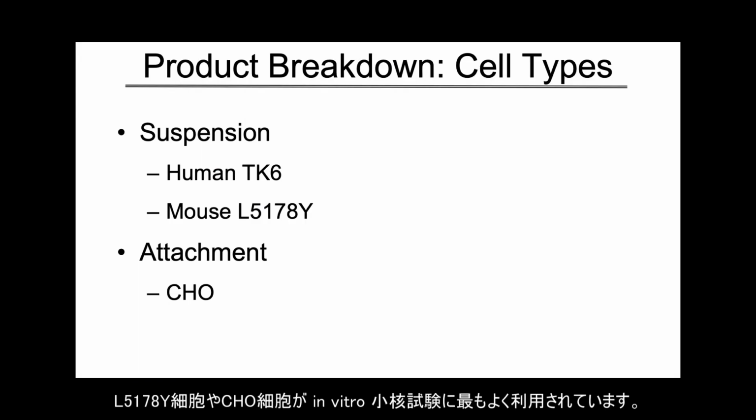Historically, L5178Y and CHO cells were probably the most commonly used cell type for in vitro micronucleus.